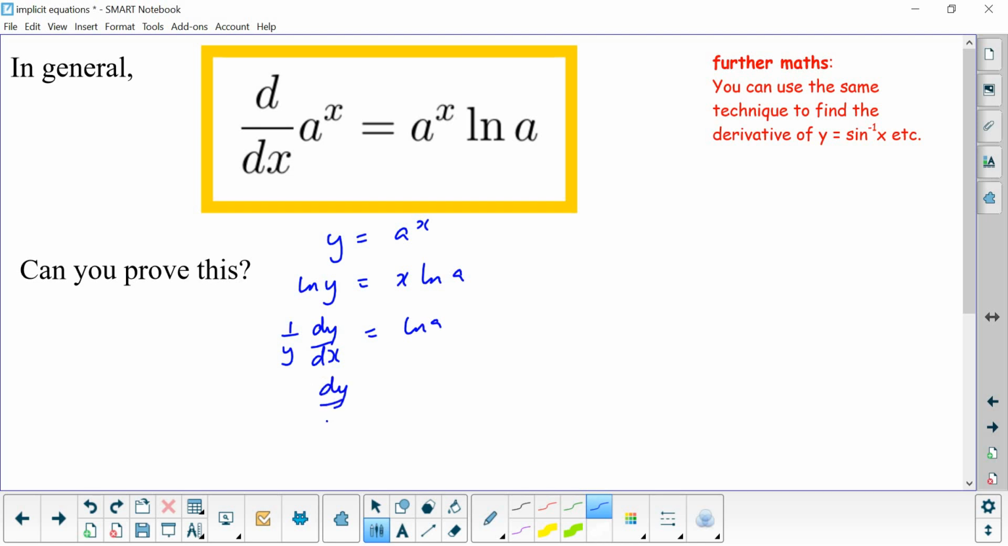And then rearranging, and finally replacing y, so that's a to the x natural log a. And that approach is also used in further maths when you're finding derivatives of some of the trig inverse functions.